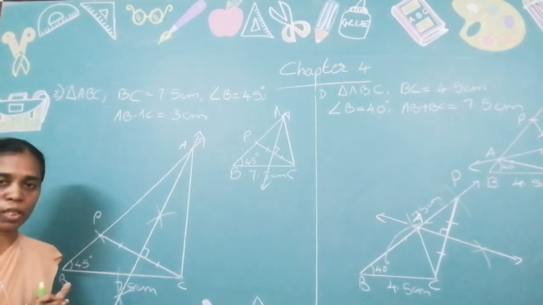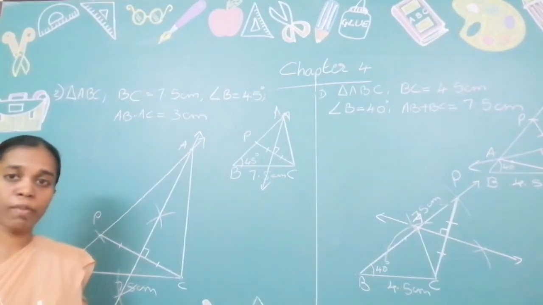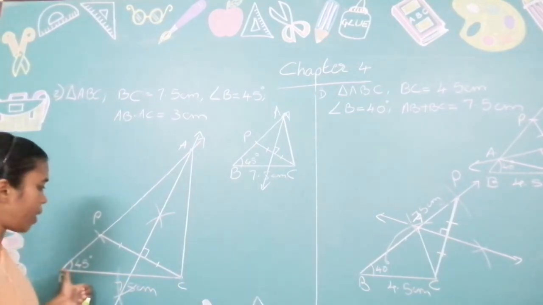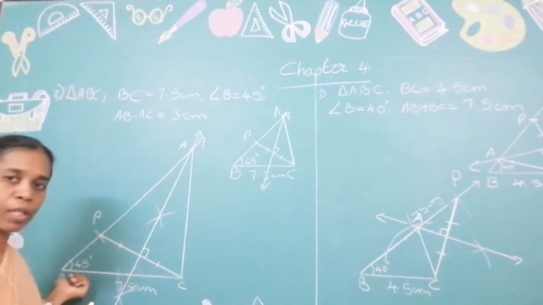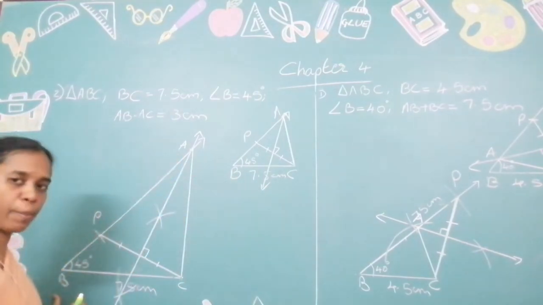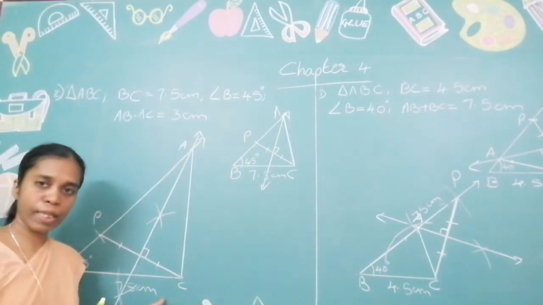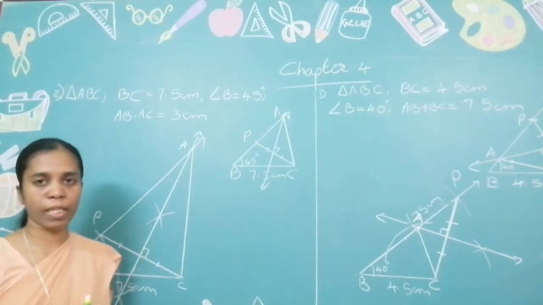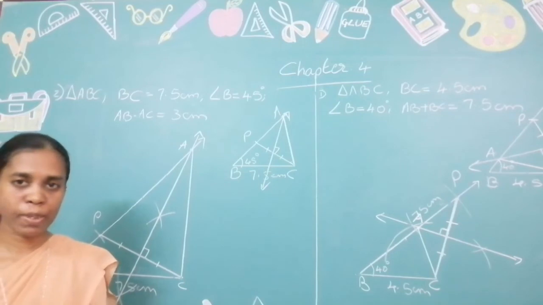This is our construction. You can again check whether our construction is right. You first measure AB, then you measure AC, then you check whether AB minus AC you are getting as 3 centimeter. So I repeat the steps again.